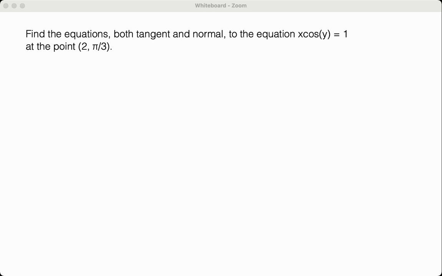Well, hi, here comes example 2. And this one has another slight twist to it. We're going to take a derivative, of course. We're going to do it implicitly, and we're even doing it at a point. But I'm going to ask for the equations for tangent and a normal line.